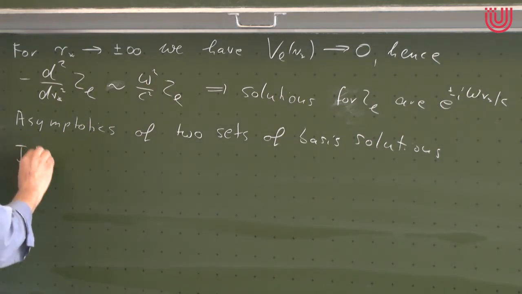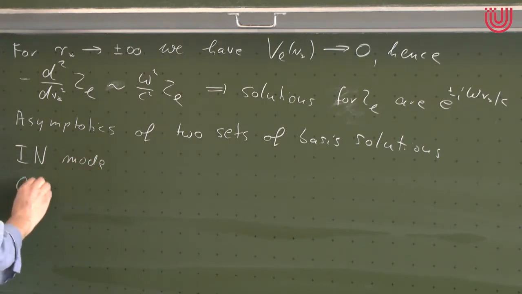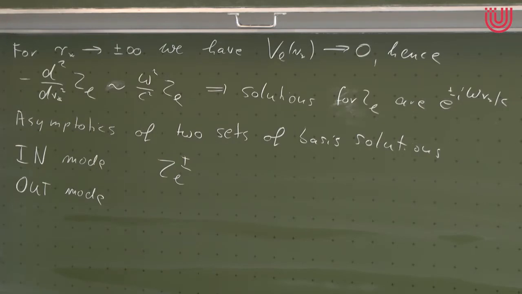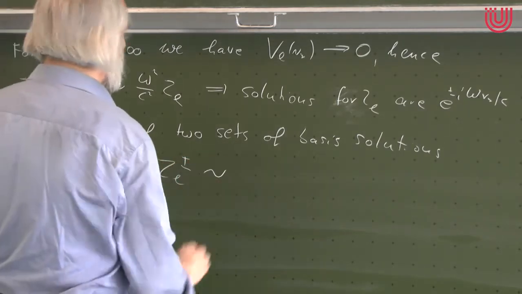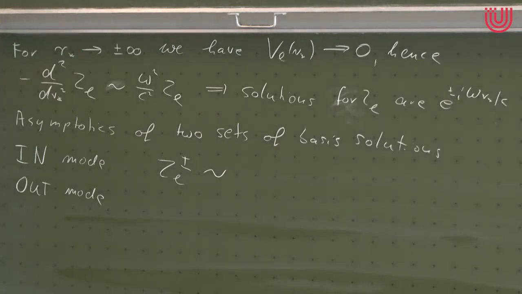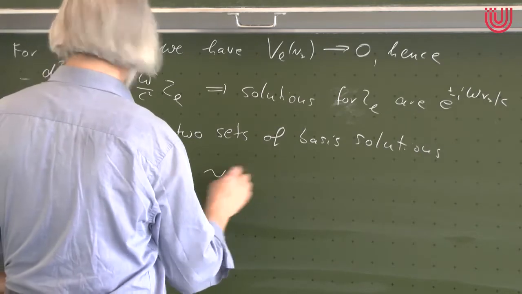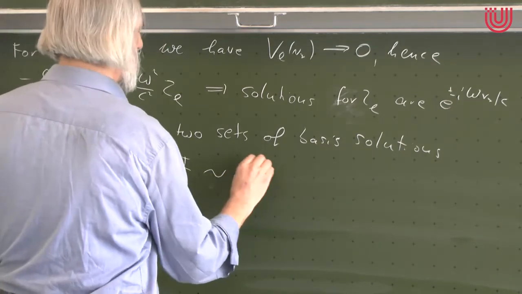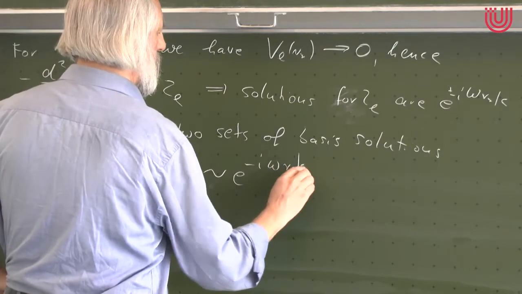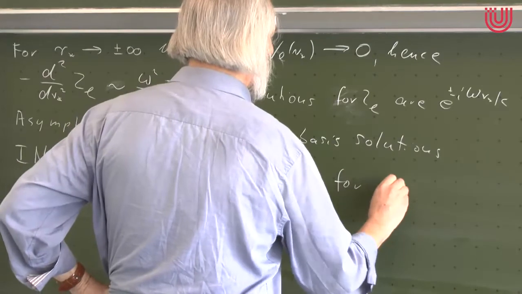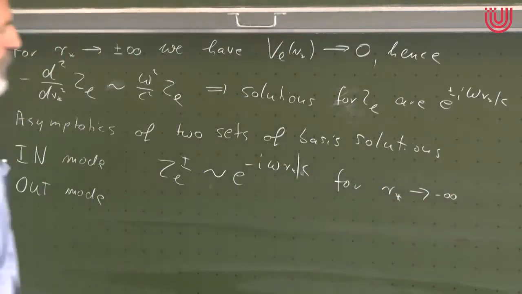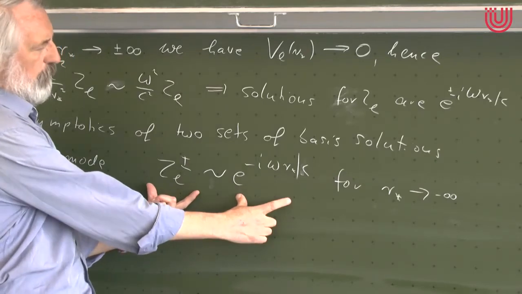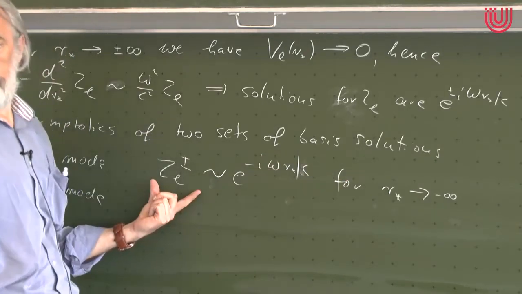So the things at the horizon are called the in mode and the out mode. And they are defined in the following way. So Z_L^in, the I stands for in. I write it with this sign, which means it's approximate for r star to minus infinity. So the in mode goes with e to the minus i omega r star divided by c, for r star to minus infinity. This notation means that if I take the difference of these two things, then it goes to 0 in this limit. Yeah, that's what it means.